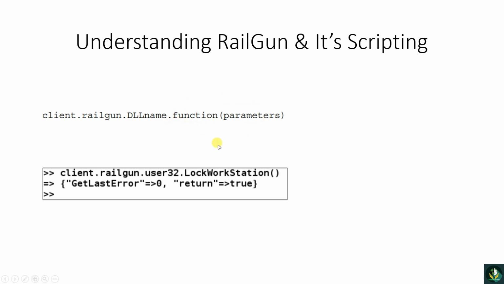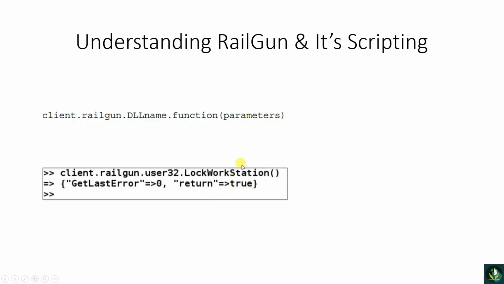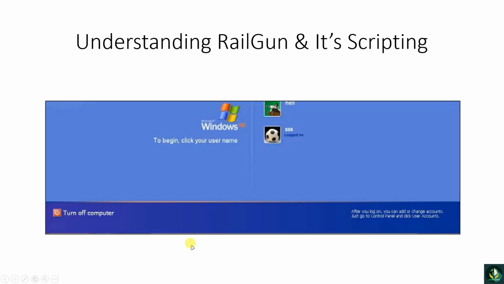The function keyword in the syntax specifies the actual API function that is to be invoked with the required parameters from the DLL file. So this is the example, and from this the result of this API will be like this. Here a call is made to the LockWorkStation function from the user32 DLL that results in locking the compromised system. As you can see, the system is locked.